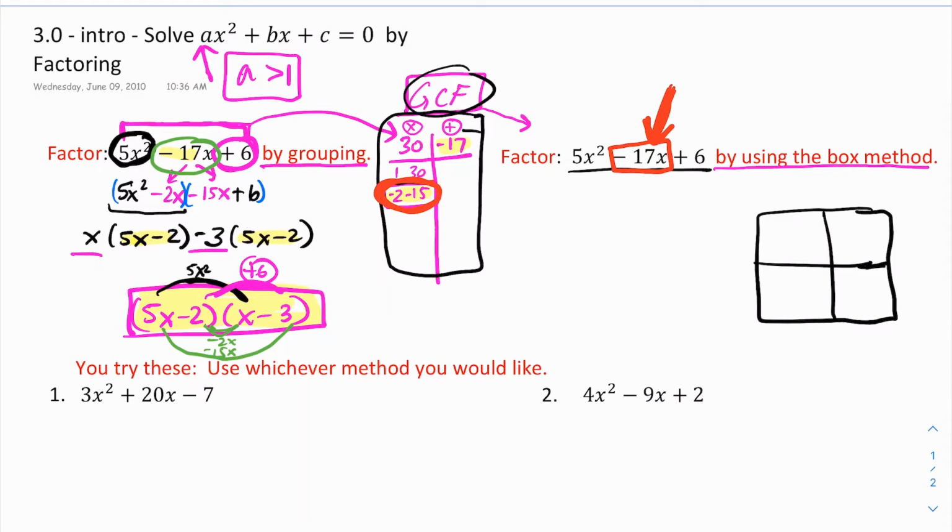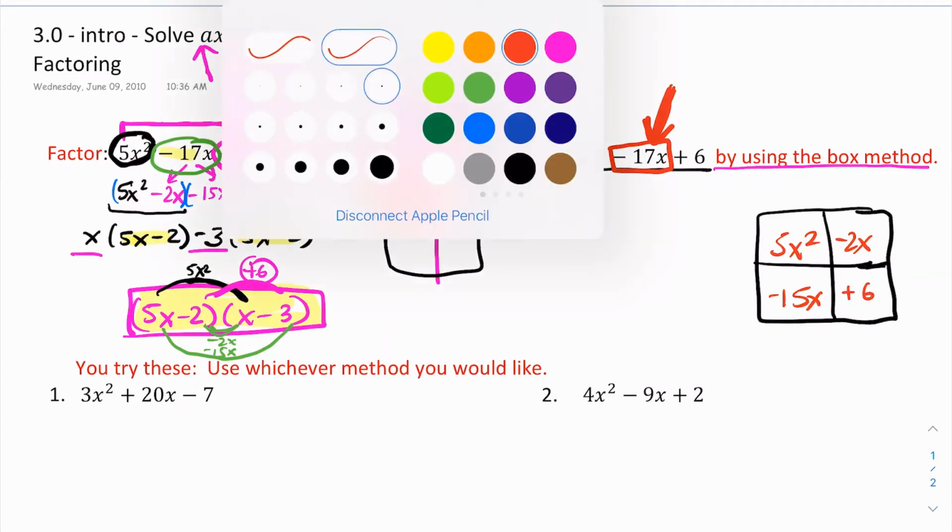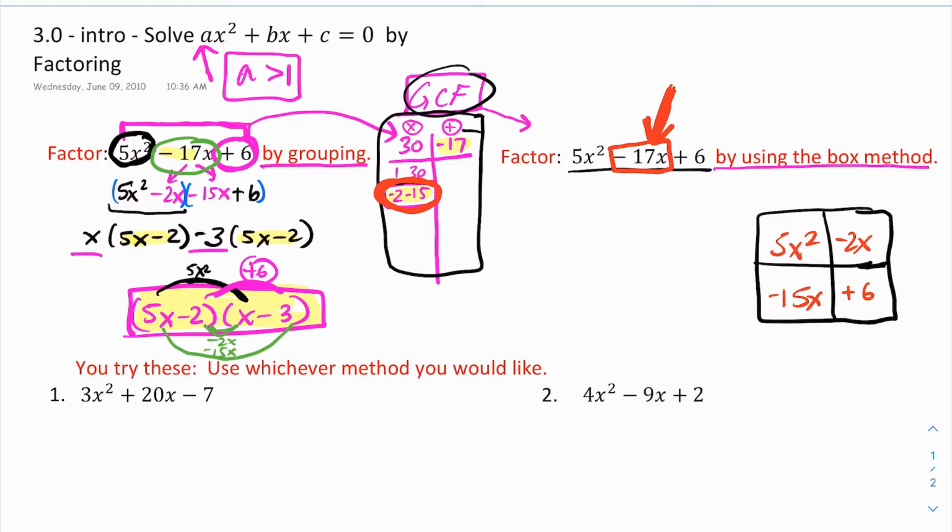So I'm going to put the 15 first, negative 15x and negative 2x. Actually, no, I'm going to put the 2x first so you can see how it's related to the last problem we did. All right, so negative 2x and negative 15x. And then we'll put the 5x squared and the plus 6 here. Okay? I know you guys have learned it differently. This is how I recommend you do it, or this is the way that I do it.